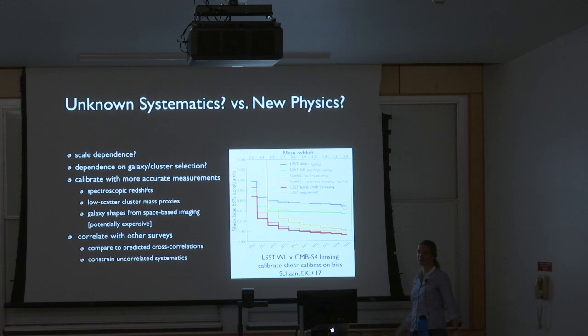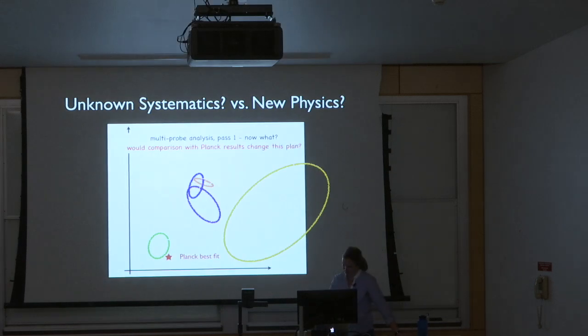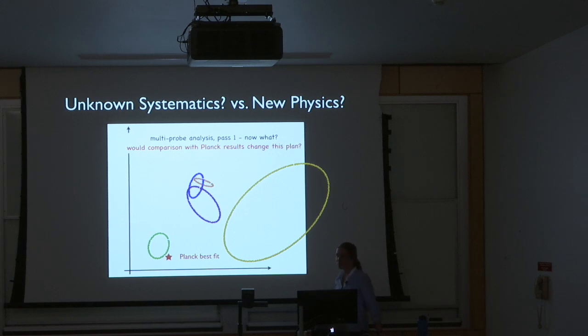That's especially interesting because, of course, high redshift galaxies are the most complicated. But this is just one example of how we can use cross correlations with different surveys that measure the same effect but with different systematics to calibrate systematics in the end. And then, of course, as we go through all these steps, you should keep in mind, are we biased?